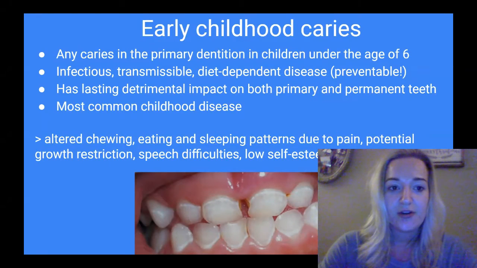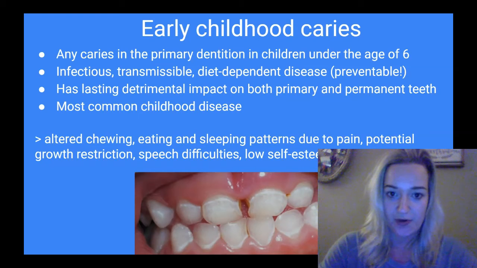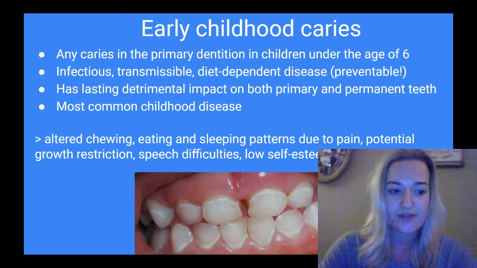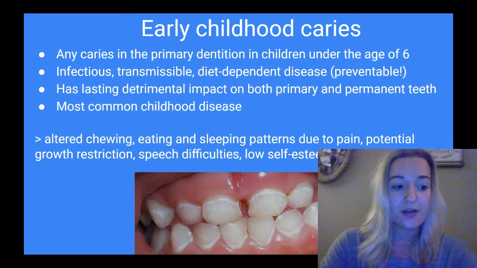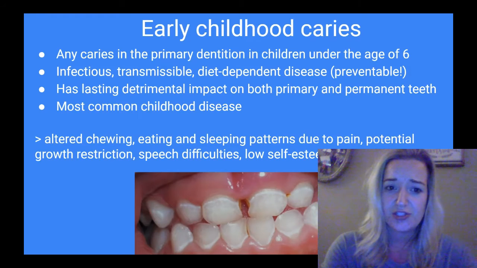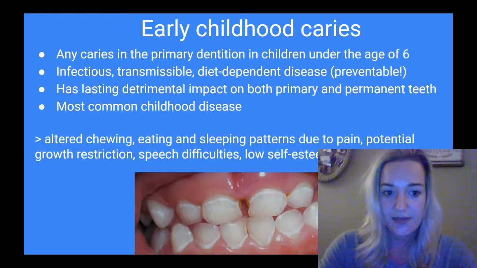So early childhood caries are any caries in a primary dentition in children under the age of 6. This is the most common childhood disease. According to the Canadian Dental Association, the prevalence of ECC in Canadian preschool children is a growing concern. Dental surgery for ECC under general anesthesia is the most common day surgery procedure at most pediatric hospitals in Canada. So that's pretty concerning. It's an infectious, transmissible, and diet-dependent disease, but it is preventable. It has a lasting detrimental impact on both primary and permanent teeth.